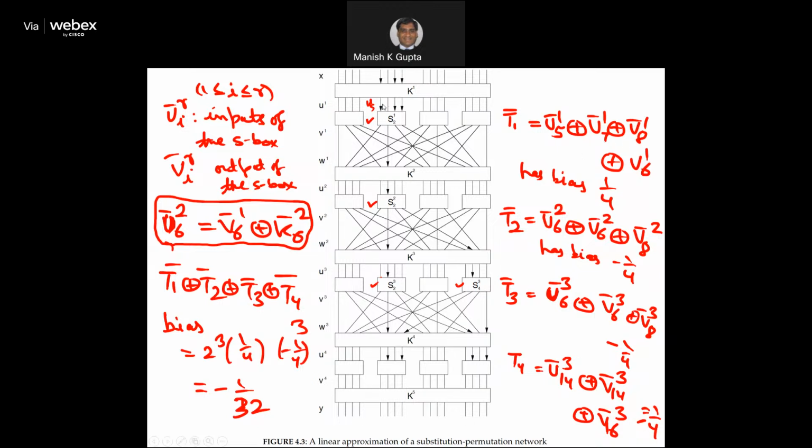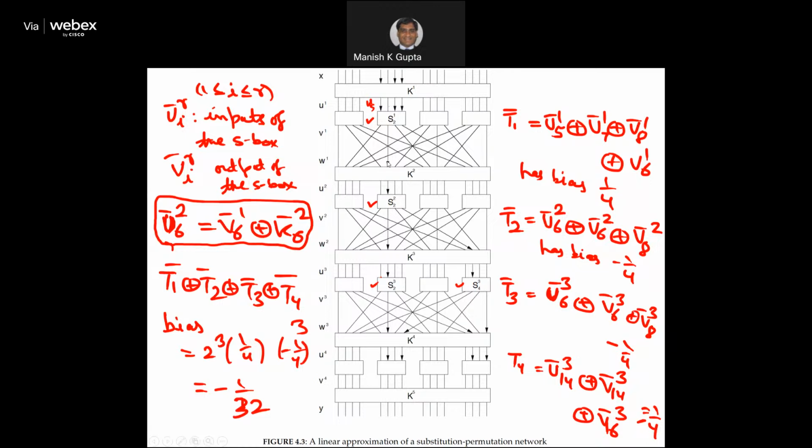Okay. This is the input. So variable U is the input. Superscript is the round, which round the input is. And subscript denotes the bit number. So this is U51 plus U71 plus U81. Okay. Got it? And then this is the S box.